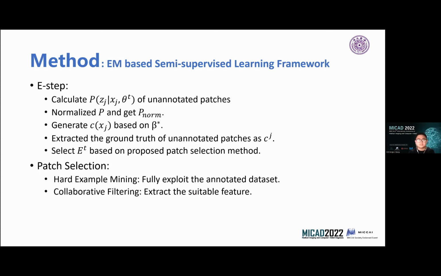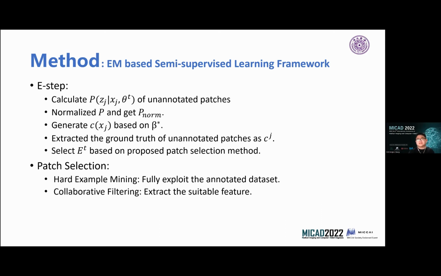And here we go to the E step. Based on the current parameter theta t at the t-th step of the EM iteration, we calculate the probability map P, and then we normalize it to get P norm in a range of 0 to 1. We generate the class label C based on beta star, and then we can obtain the final result of the class map. The ground truth of the unannotated pages is then extracted as C_j, and the effective dataset will be chosen based on the page selection method to do the next iteration of training.